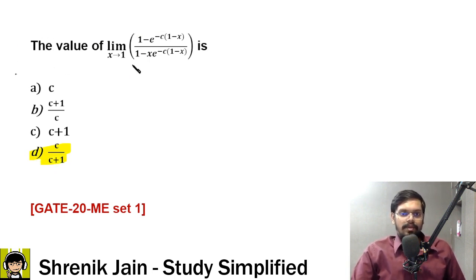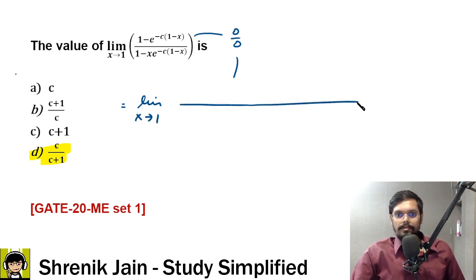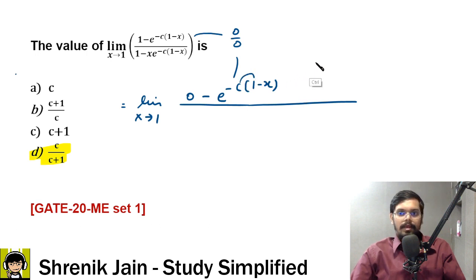We have to say when I do the direct substitution, I get 0 by 0 form. So once you get 0 by 0 form, you can do L'Hopital: differentiate the numerator with respect to x. So constant differentiation is 0, exponential differentiation is e to the power minus c into 1 minus x. Now the power differentiation with respect to x: minus c into 1 is minus c, whose derivative would be 0, then minus c into minus x is positive cx, whose derivative would be positive c. Understanding the derivative of the numerator?